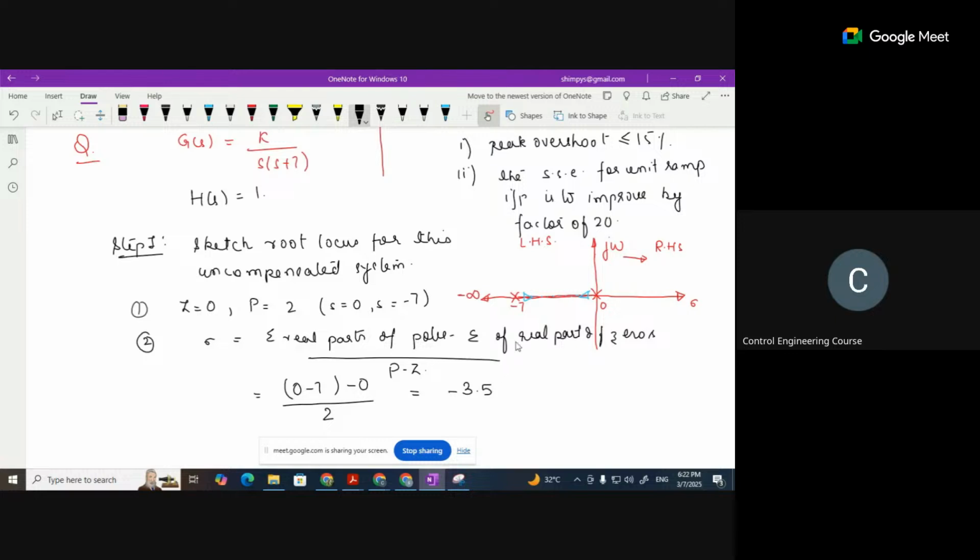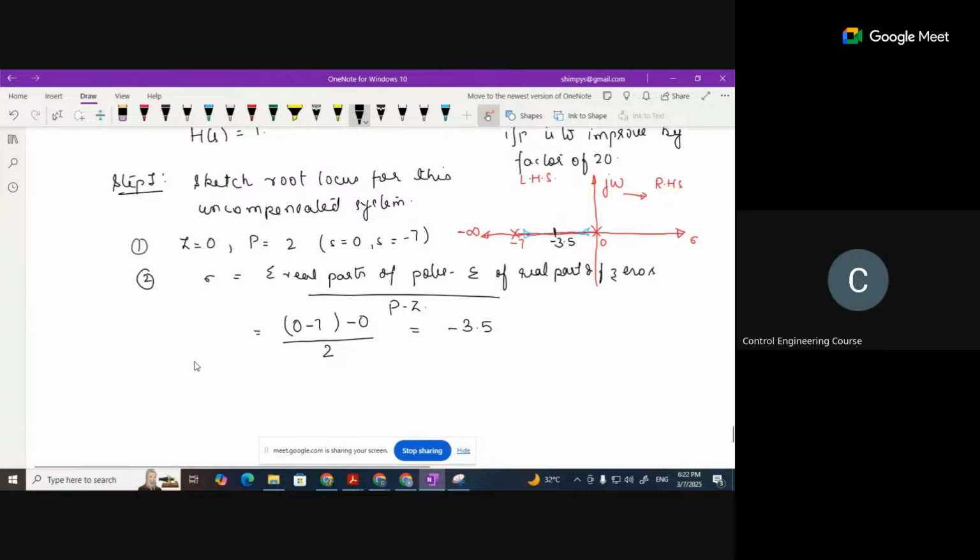So where is the centroid going to lie? Centroid is going to lie at the midpoint, minus 3.5, somewhere here. Got it up till here, right? Next, what we have to do: once we have drawn the root locus and found the centroid, then next we have to find out the angle of asymptotes, right?